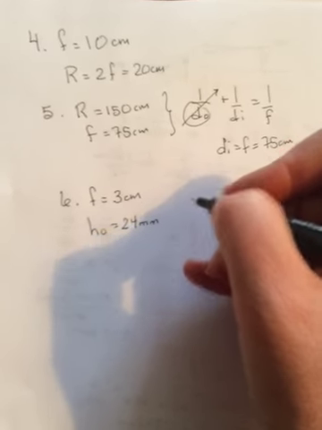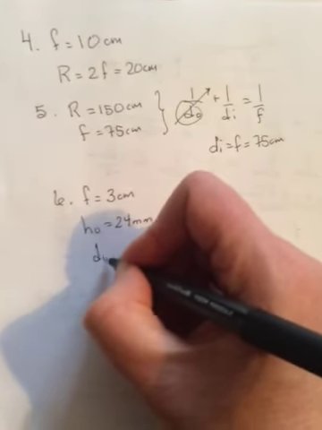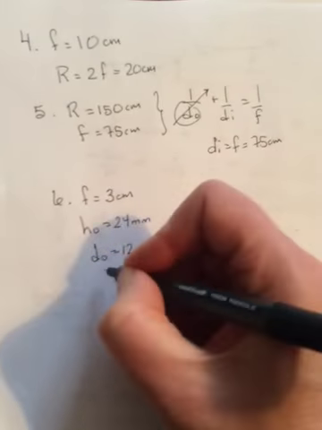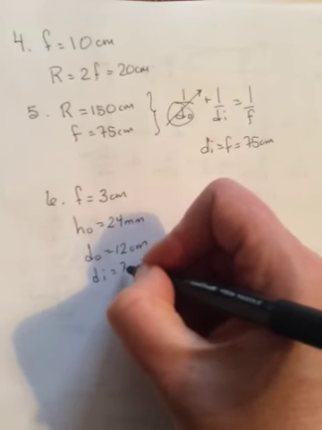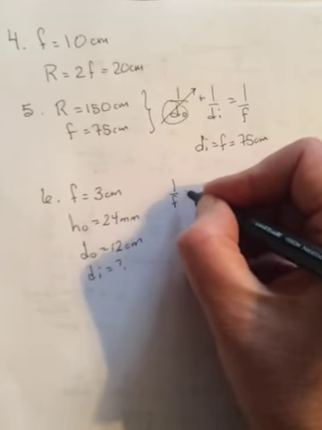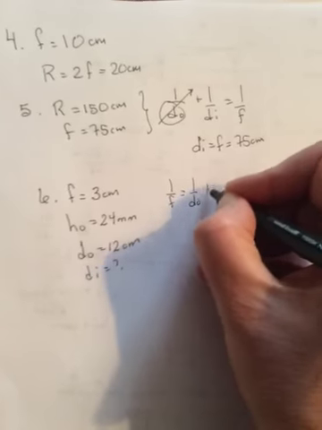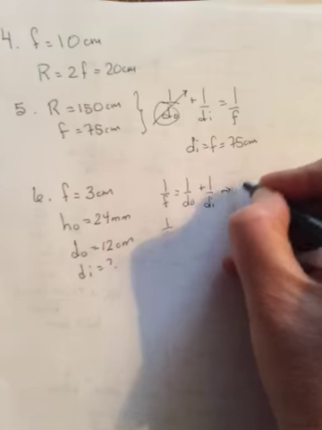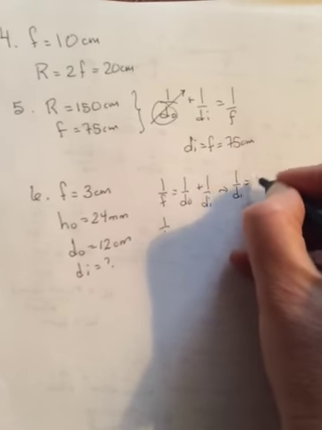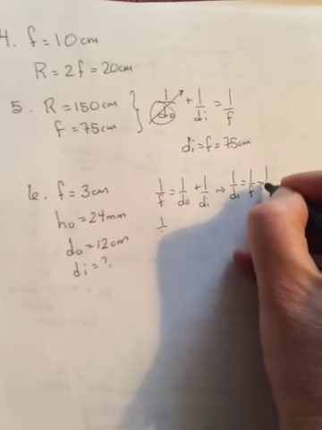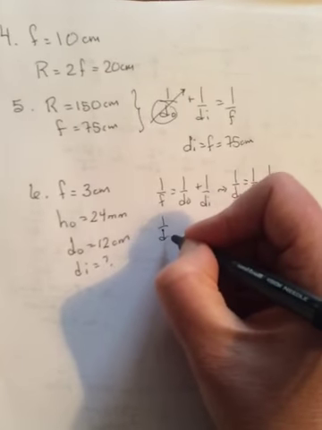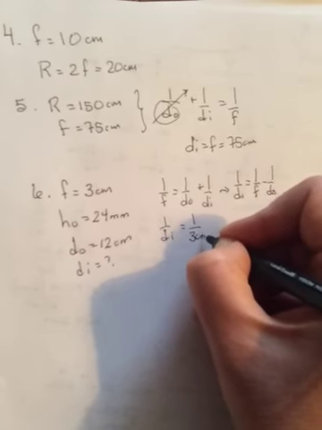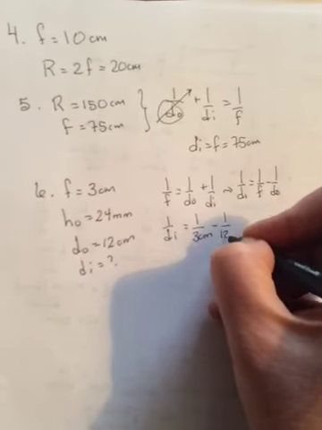If the object is 24 millimeters high, HO is 24 millimeters, and is placed 12 centimeters from the mirror, so DO is 12 centimeters. Where will the image be formed? You're looking for DI. So 1 over F is equal to 1 over DO plus 1 over DI. So 1 over DI is equal to 1 over F minus 1 over DO. So 1 over DI is equal to 1 over 3 centimeters minus 1 over 12.